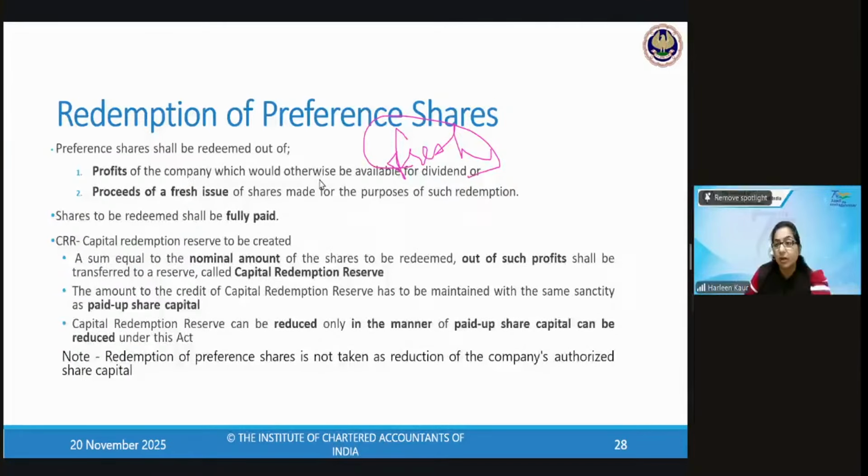Just out of the profits, Ram says out of the profits. What is securities premium, Krishna Goyal? What do we redeem out of securities premium? Only the premium amount we pay out of the profits or securities premium.